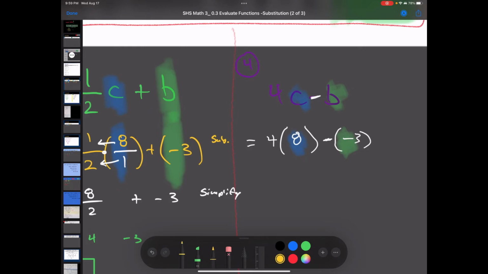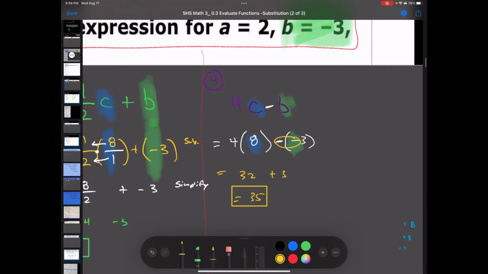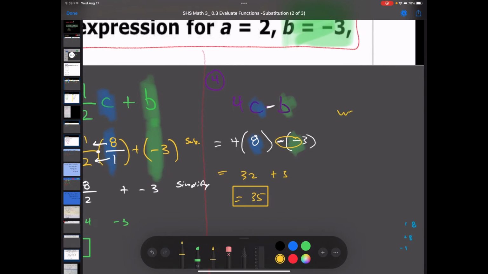Don't forget to use your order of operations, which would tell you multiplication before you add or subtract. So that would be 32 plus 3, because this is the opposite. And this would give us 35. I want to point out that over here would have been wrong. You could see the word wrong. Is we did 4 times 8 minus a negative 3. And some students might be tempted to do this portion first, but that is wrong because you need to do PEMDAS.